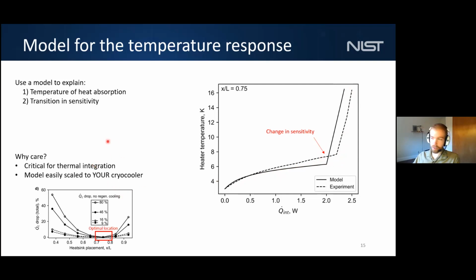So why should we even care about this model? First of all, it's critical for any thermal integration technique. If you want to do things like that coax cable experiment, you have to know how the temperature of your heater will respond. And second of all, this model is easily scaled to your particular cryocooler. So it has nothing to do with the cryocooler we've developed. It can be easily modified to your cryocooler.